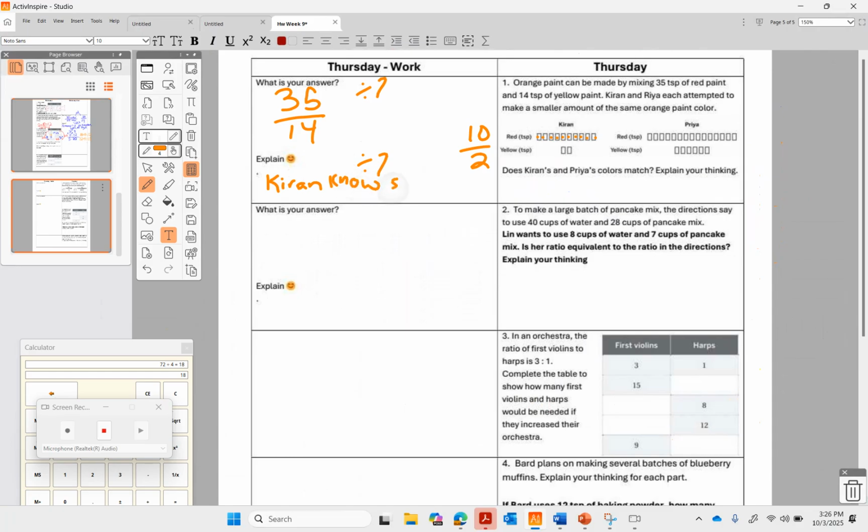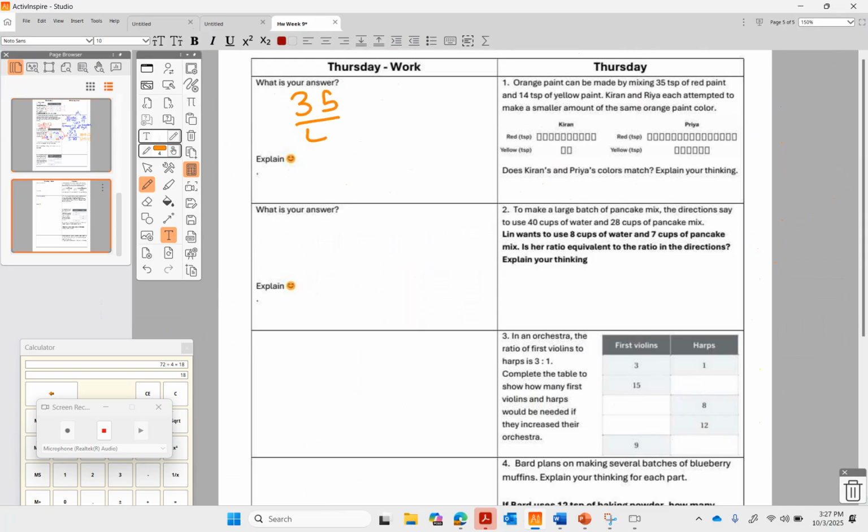Since it's divide by 7 for the yellow, it would have to be 5, right? 35 divided by 7 is 5 for the red. Okay, that's the first part of your answer. I'm going to erase just so I have everything here. And I'm going to go back to, okay, so the original thing is 35 to 14.